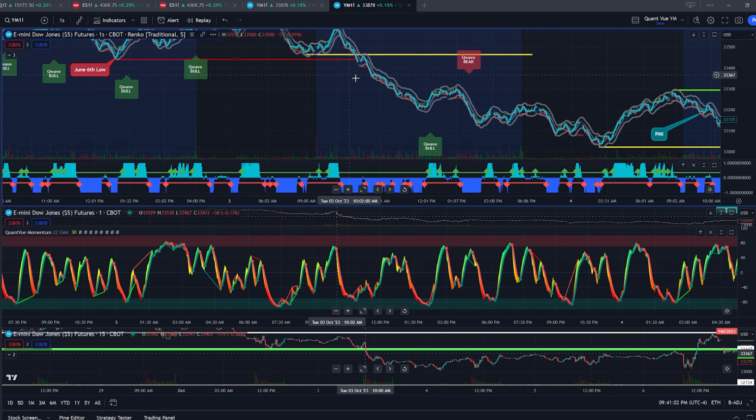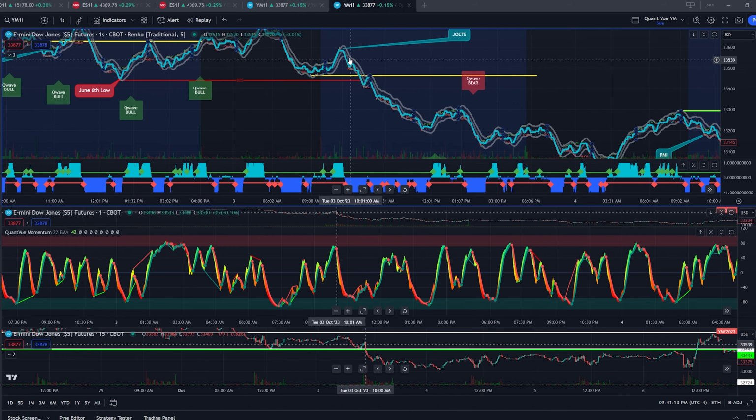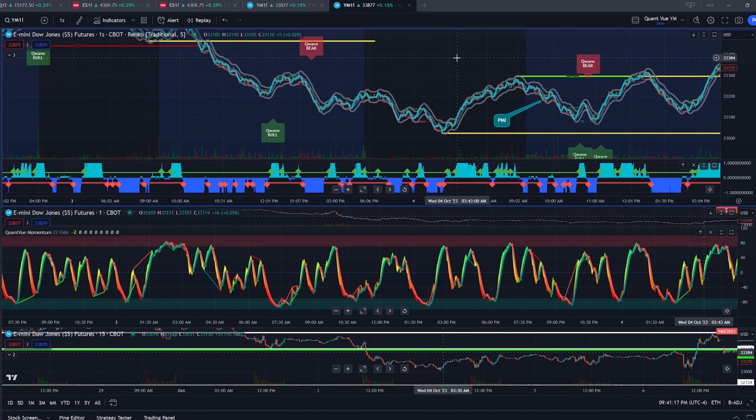Again, there's no problem. If you just want to write it to, you get a signal on the momentum, right about there, there's no problem taking that as your profit. That's still an incredible trade from there to there. So you can't really go wrong either way.